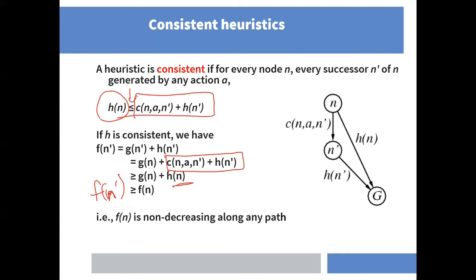or equal to f of n, which means that f of n is non-decreasing along any path, meaning it is admissible.